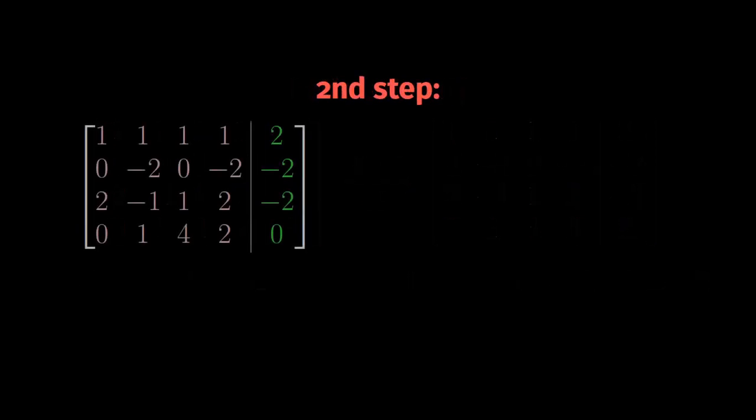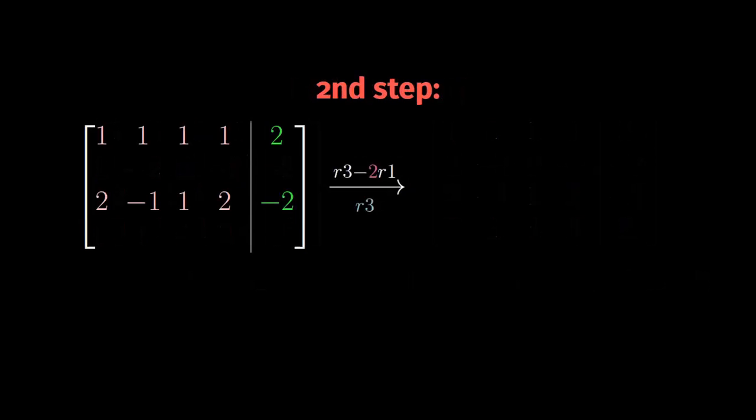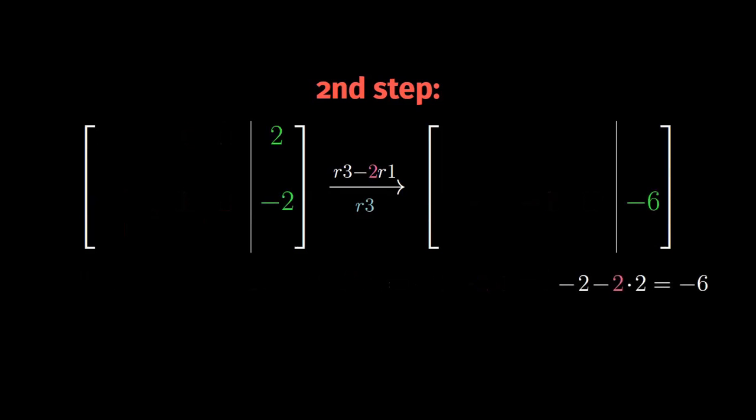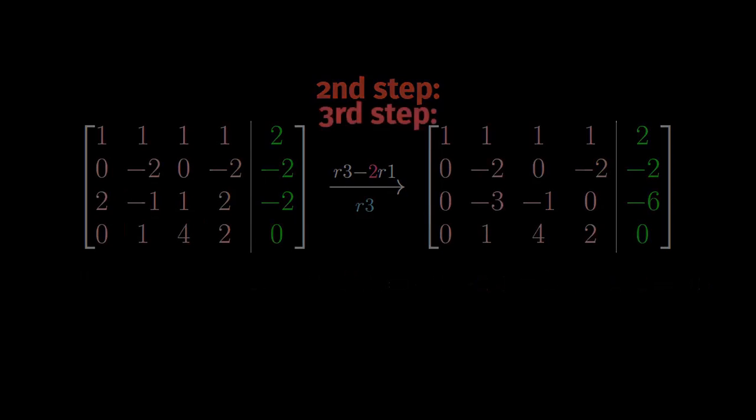The second step is the following. We are going to do row 3 minus twice row 1, and the result will be written in row 3. So let's go. We have 2 minus 2 times 1, which is equal to 0. Minus 1 minus 2 times 1, which is equal to minus 3. 1 minus 2 times 1, which is equal to minus 1. 2 minus 2 times 1, which is equal to 0. And finally, minus 2 minus 2 times 2, which is equal to minus 6. And we go on with the following step.